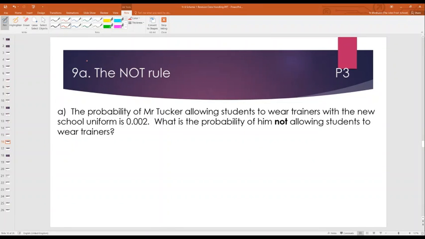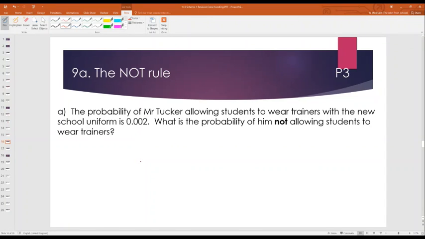Okay, the not rule this time then, so still probability. So the probability of Mr. Tucker allowing students to wear trainers with the new school uniform is 0.002. What is the probability of him not allowing students to wear trainers? So there are only 2 possibilities, aren't there, with this? He will either let people wear trainers or he won't.